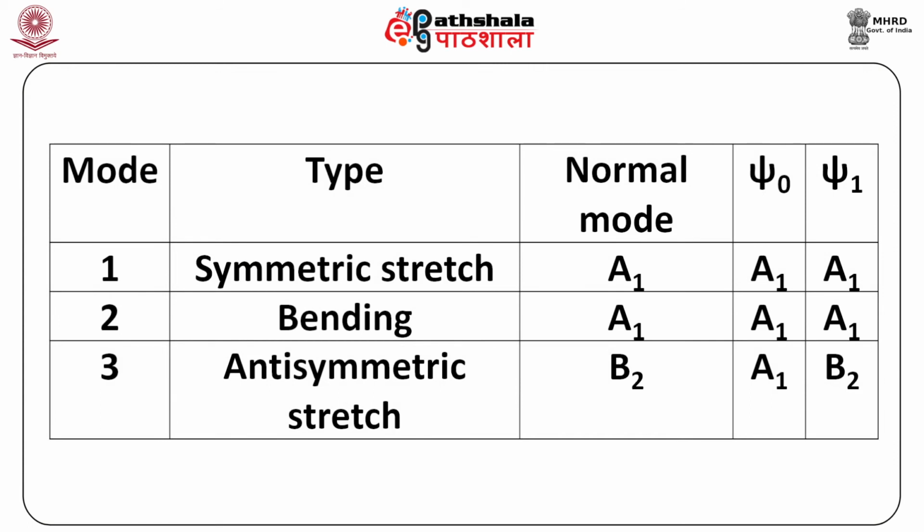In the first mode, which is the symmetric stretch, the normal mode is A1, so psi 0 is also A1, and psi 1 is also A1 because it transforms as the irreducible representation of the normal mode. Similarly, the second mode is bending, and it is again A1 for both. But in the antisymmetric stretch, since the normal mode transforms as B2, psi 0 has A1 symmetry, but psi 1 has B2 symmetry. This analysis also applies to other symmetrical bent triatomic molecules of the type AB2, such as H2S, SO2, NO2, all of which have the same shape as the water molecule.